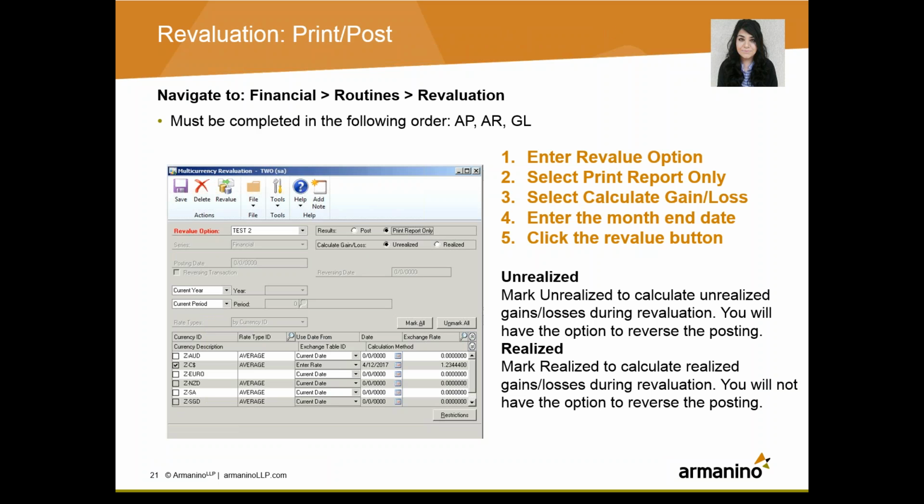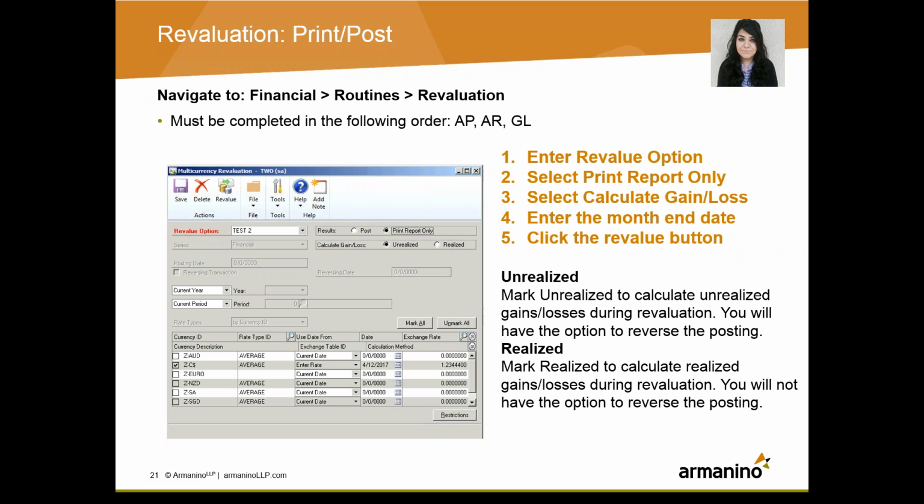So the first step is to enter a revalue option. If this is your first time doing it, I would name the revalue option so that you can easily recognize what it's for. In my example, I just put test 2, but you can go ahead and put in AP or AR or GL. Once you go ahead and enter revalue options, you want to click on the button to print the report only. That will kind of give you an edit list to review before you post.